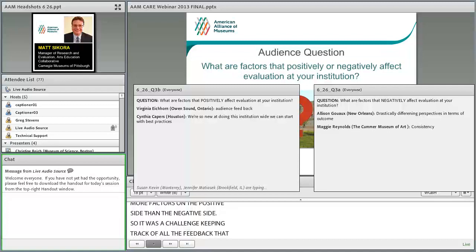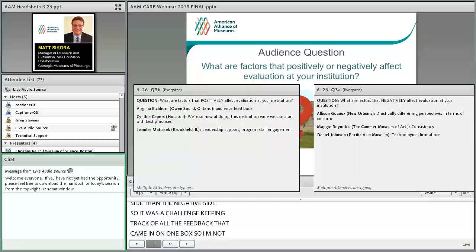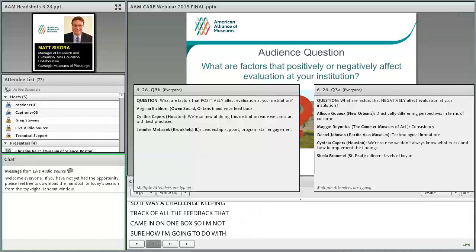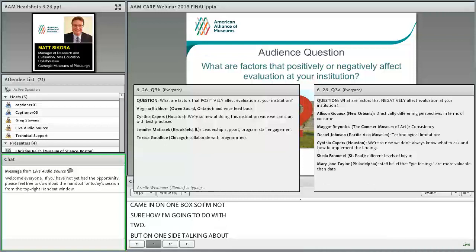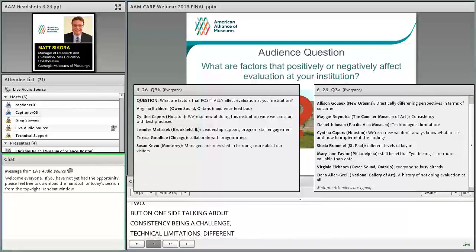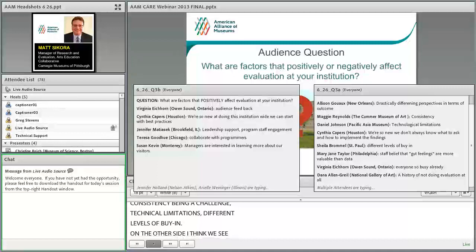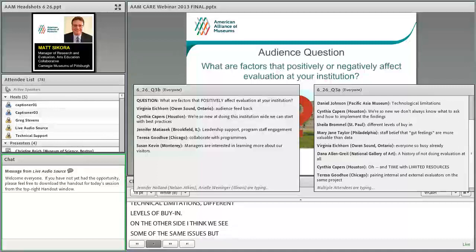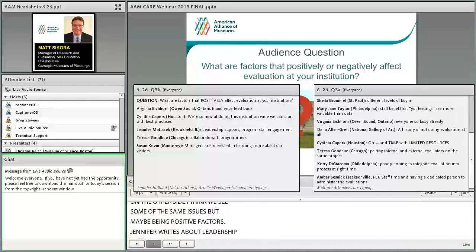So I'm not sure how I'm going to do with 2. But on one side, talking about consistency being a challenge, technical limitations, different levels of buy-in. On the other side, I think we see some of the same issues, but maybe being positive factors. Jennifer writes about leadership support, program staff being engaged, collaboration.